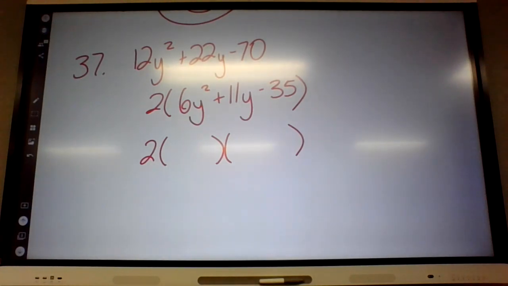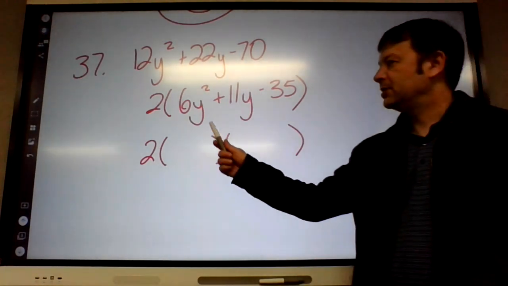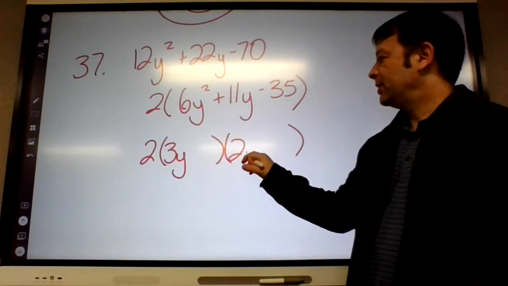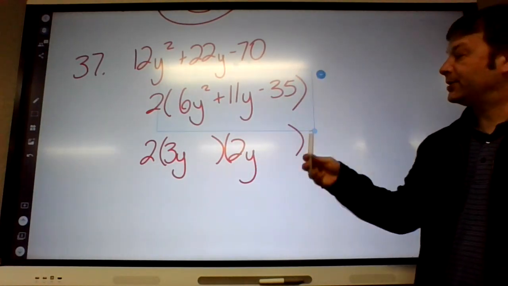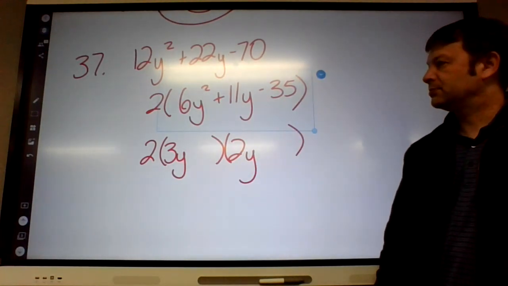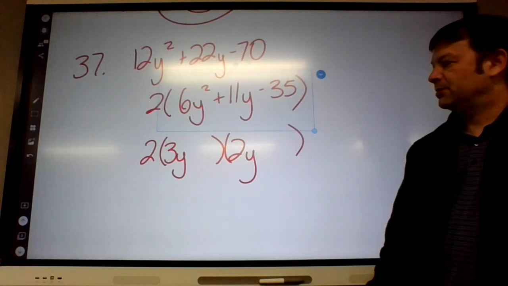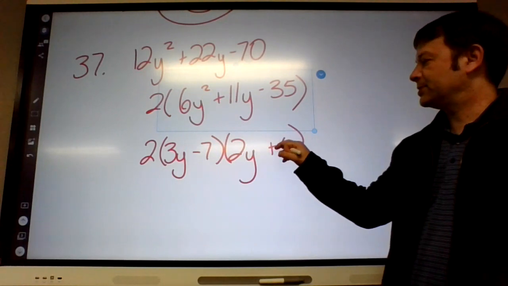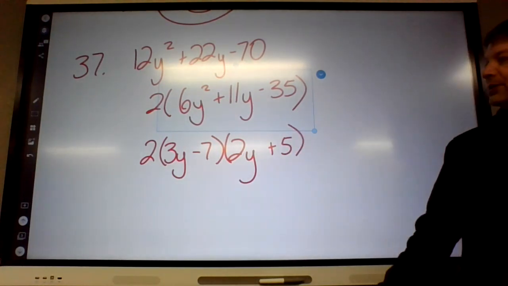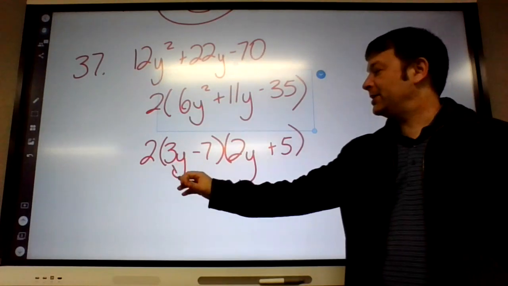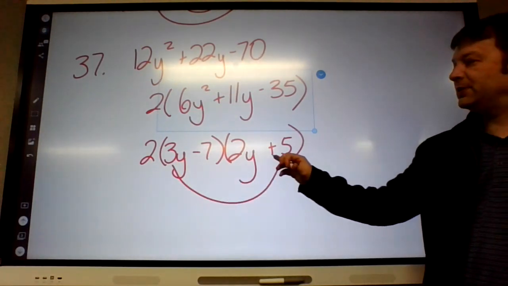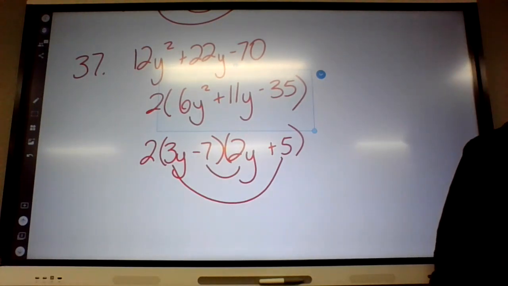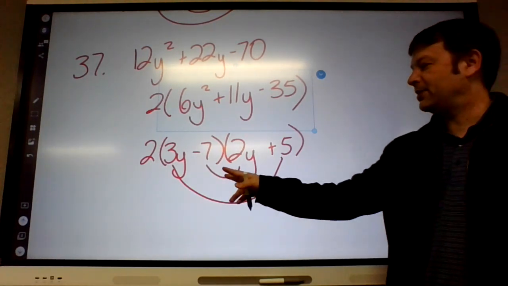What could go in the front here, Case? 3y times 2y. Yeah, probably 3y times 2y. And what could go in the back? 7 times 5, or negative 7 times 5. One of them's got to be negative, you just have to guess. So we'll try that and see if it works. Let's see how lucky we got. The outside is 15, the inside is minus 14, which adds up to 1, not 11. So we didn't get that lucky this time.